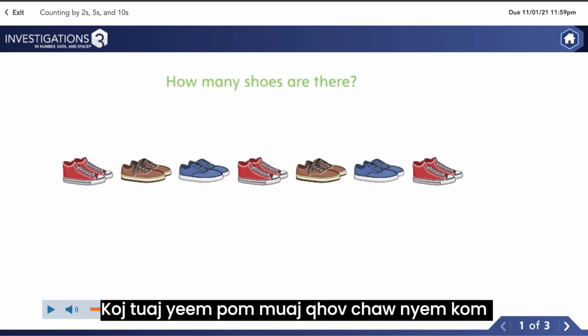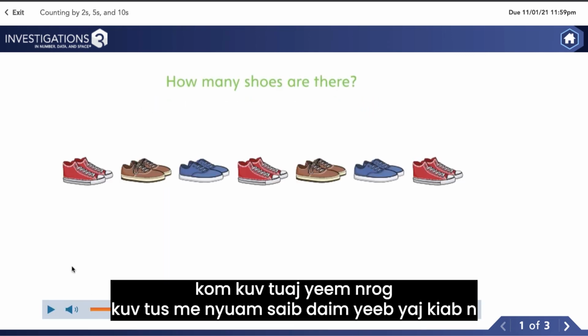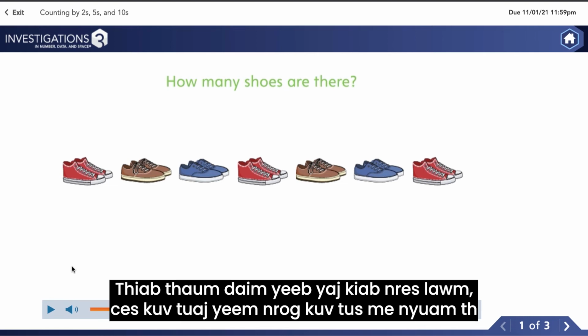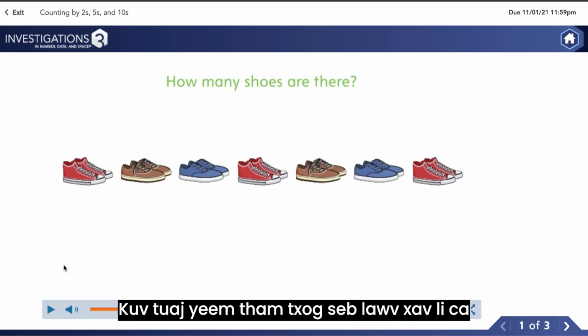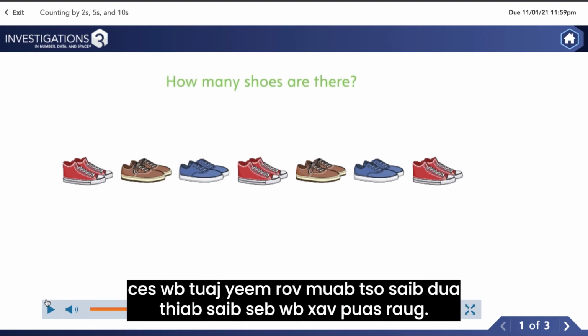You can see there's pause points down here so that I can watch the video with my child. And when the video pauses, I can have a talk with my child. I can discuss what they think, and then we can play it again and see if we were right.